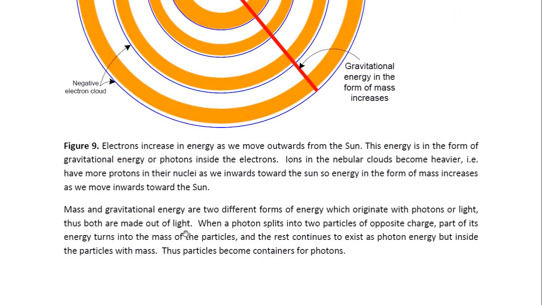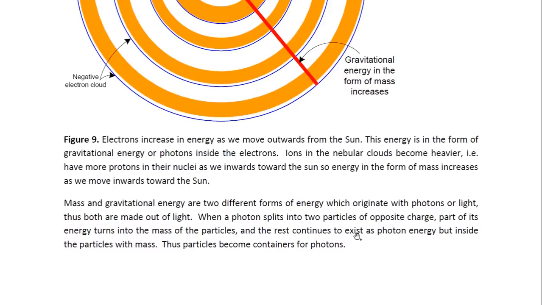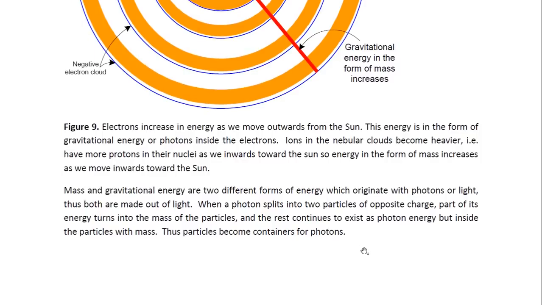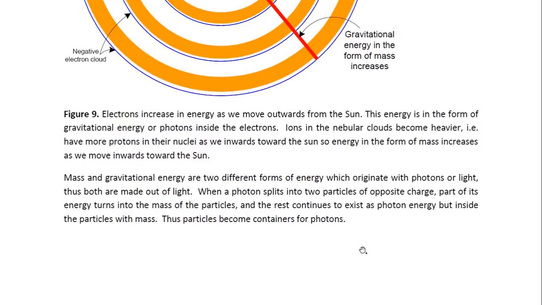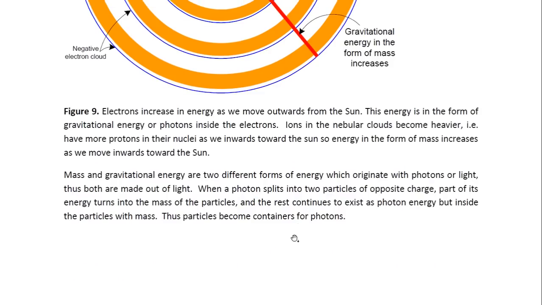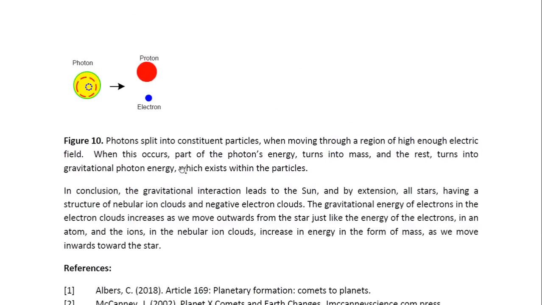Now, mass and gravitational energy are two different forms of energy which originate with photons or light. Thus, both are made out of light. When a photon splits into two particles of opposite charge, part of its energy turns into the mass of the particles, and the rest continues to exist as photon energy, but inside the particles with mass. Thus, particles become containers for photons. So this is illustrated here.